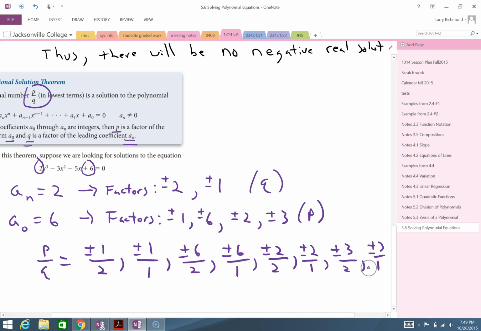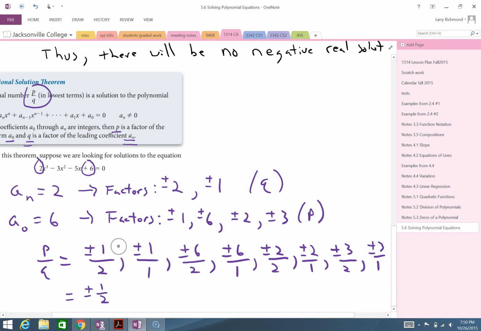Are all of these valid solutions? No, but the real solutions will be amongst those. So these are giving us potential numbers to try out. First, we can do some reducing here. 1/2, there are no other 1/2, so we could have plus and minus 1/2.